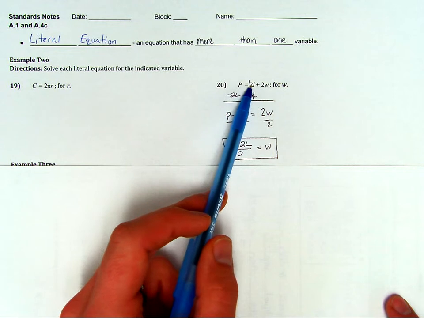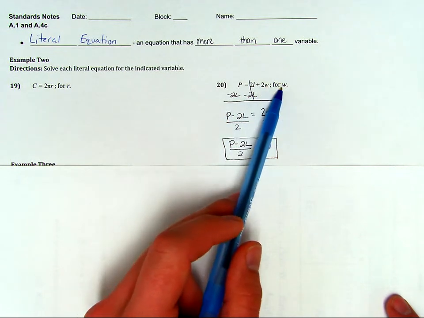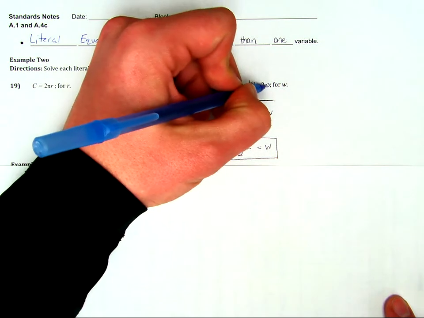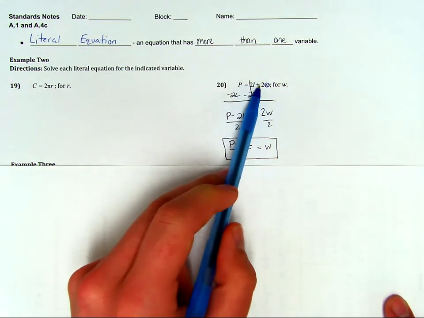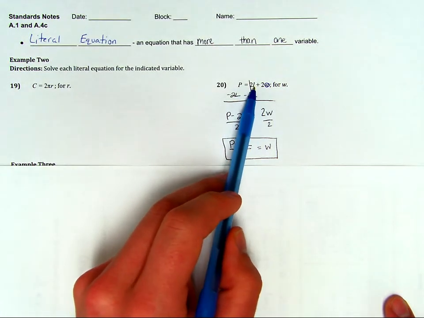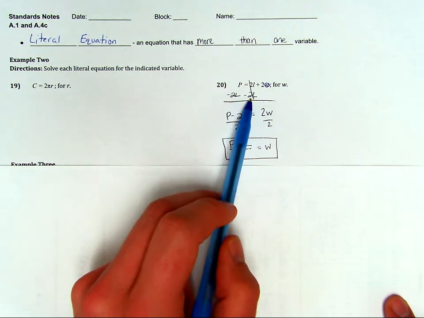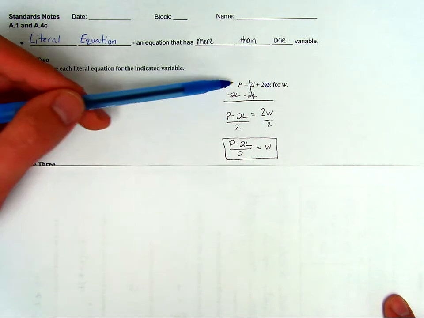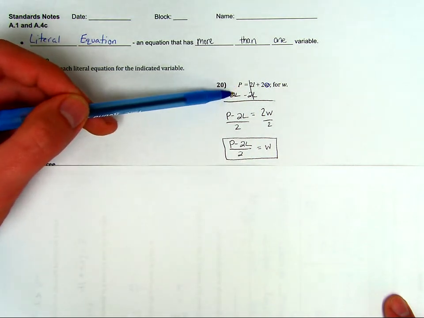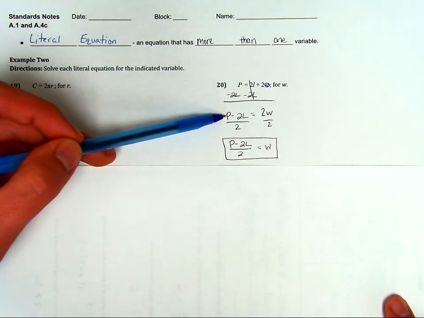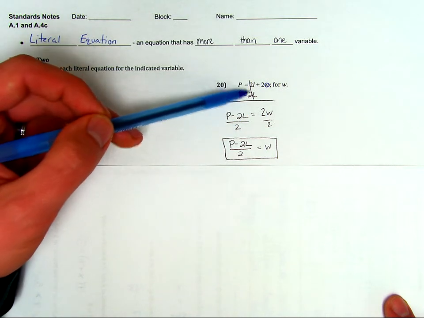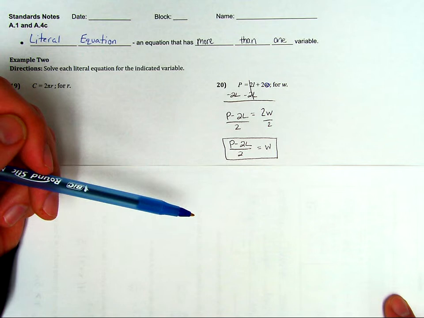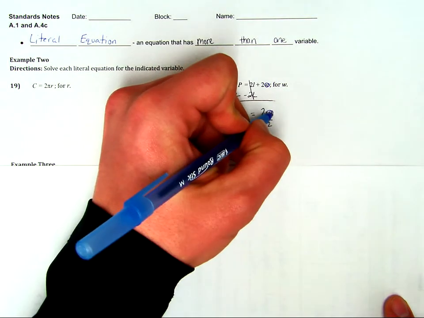Okay, we have P equals 2L plus 2W, and we want to solve for W. So, we need to get this W by itself. The first thing we want to do is get rid of 2L. So since we are adding 2L, the opposite of adding is subtracting. We're going to subtract 2L to both sides. Okay, on this side, we cannot cancel anything out. So we just have P minus 2L equals, on this side, 2L minus 2L is 0, and we're left with 2W.